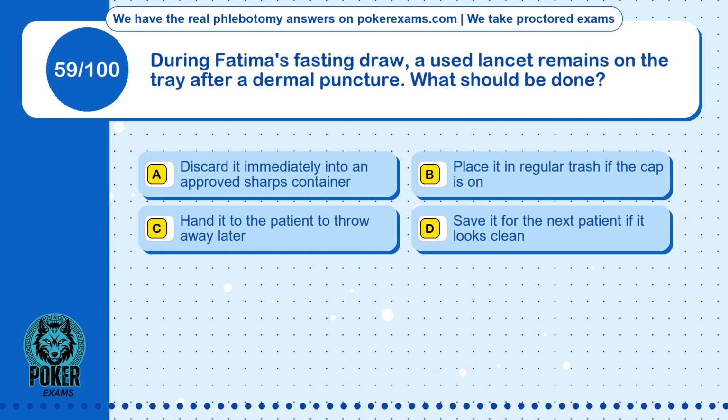Question 59. During Fatima's fasting draw, a used lancet remains on the tray after a dermal puncture. What should be done? Option A. Discard it immediately into an approved sharps container. Option B. Place it in regular trash if the cap is on. Option C, hand it to the patient to throw away later. Option D, save it for the next patient if it looks clean.